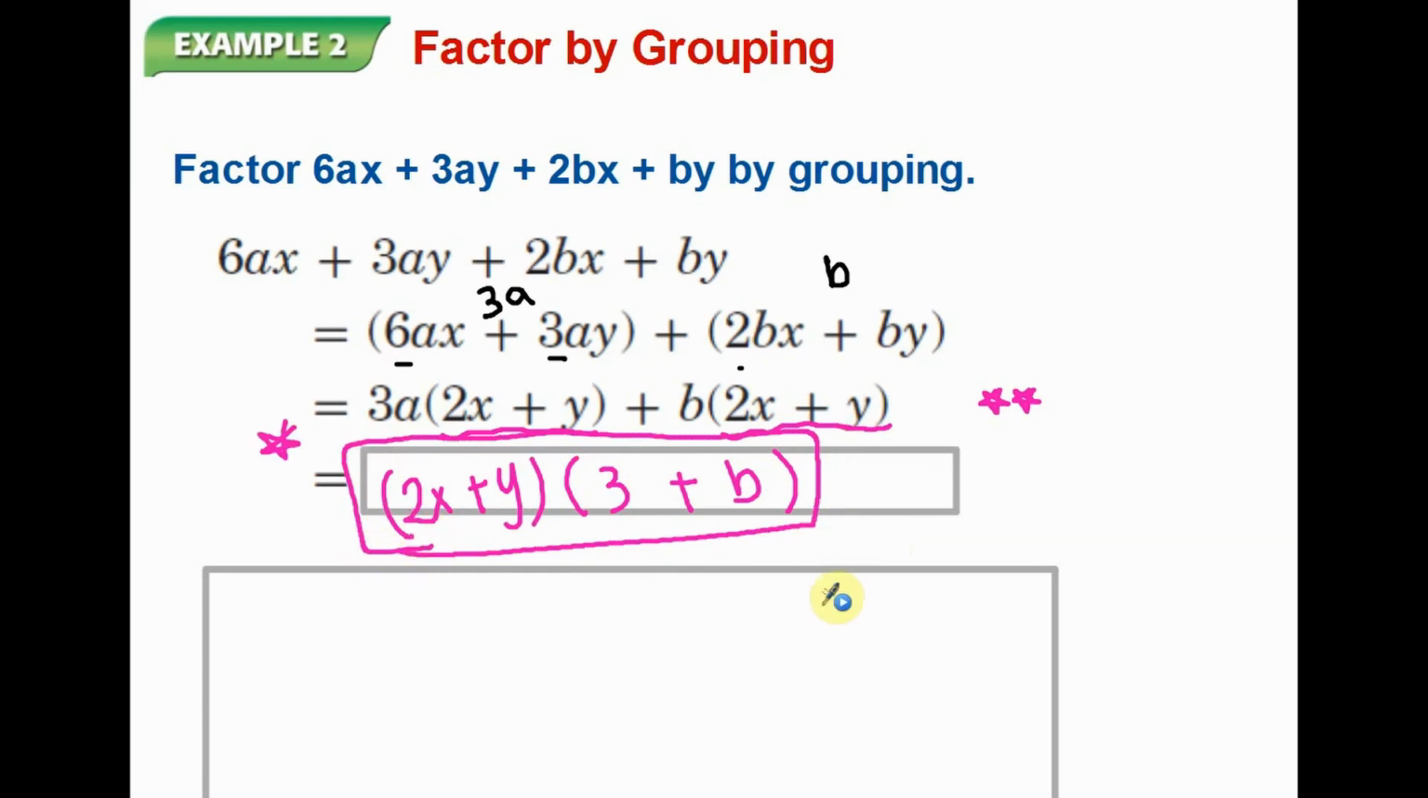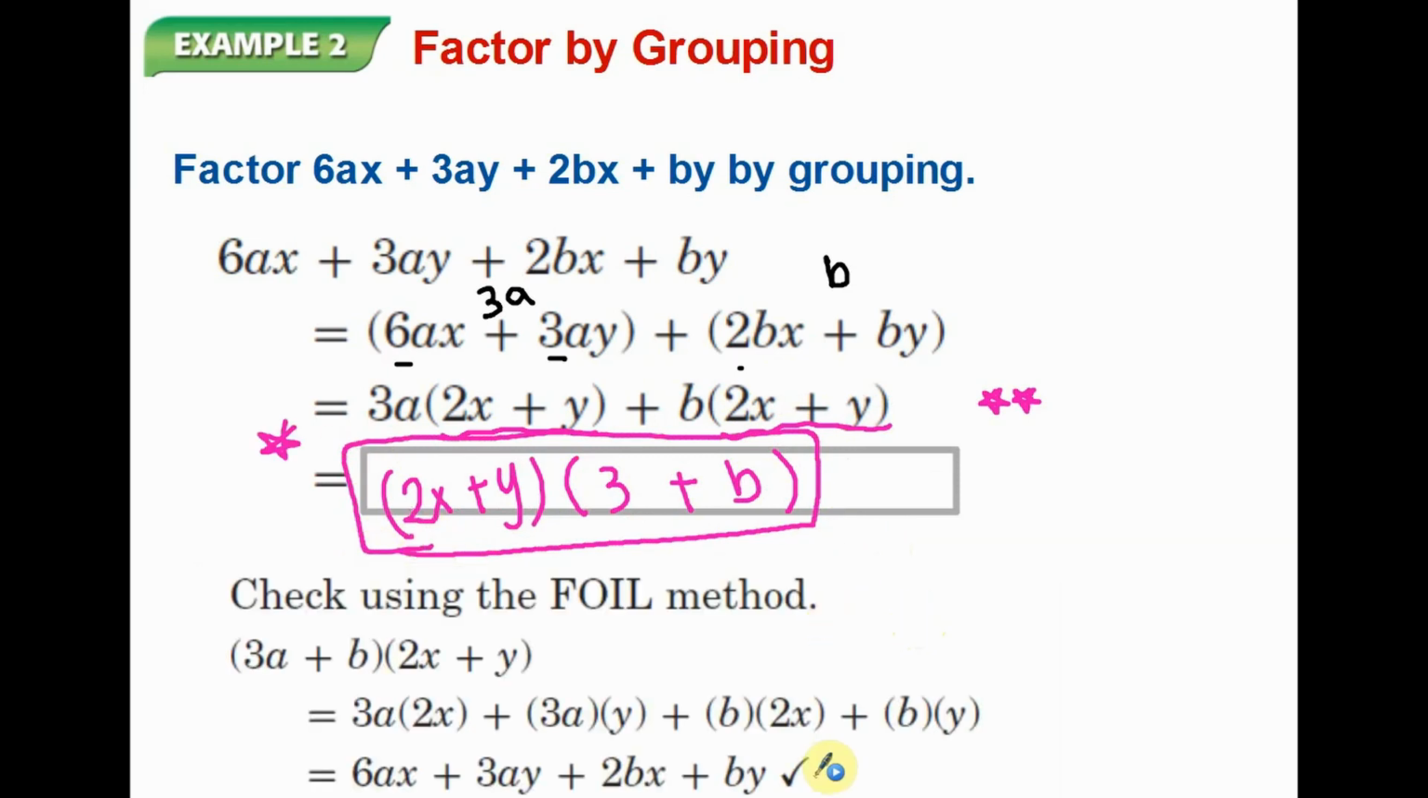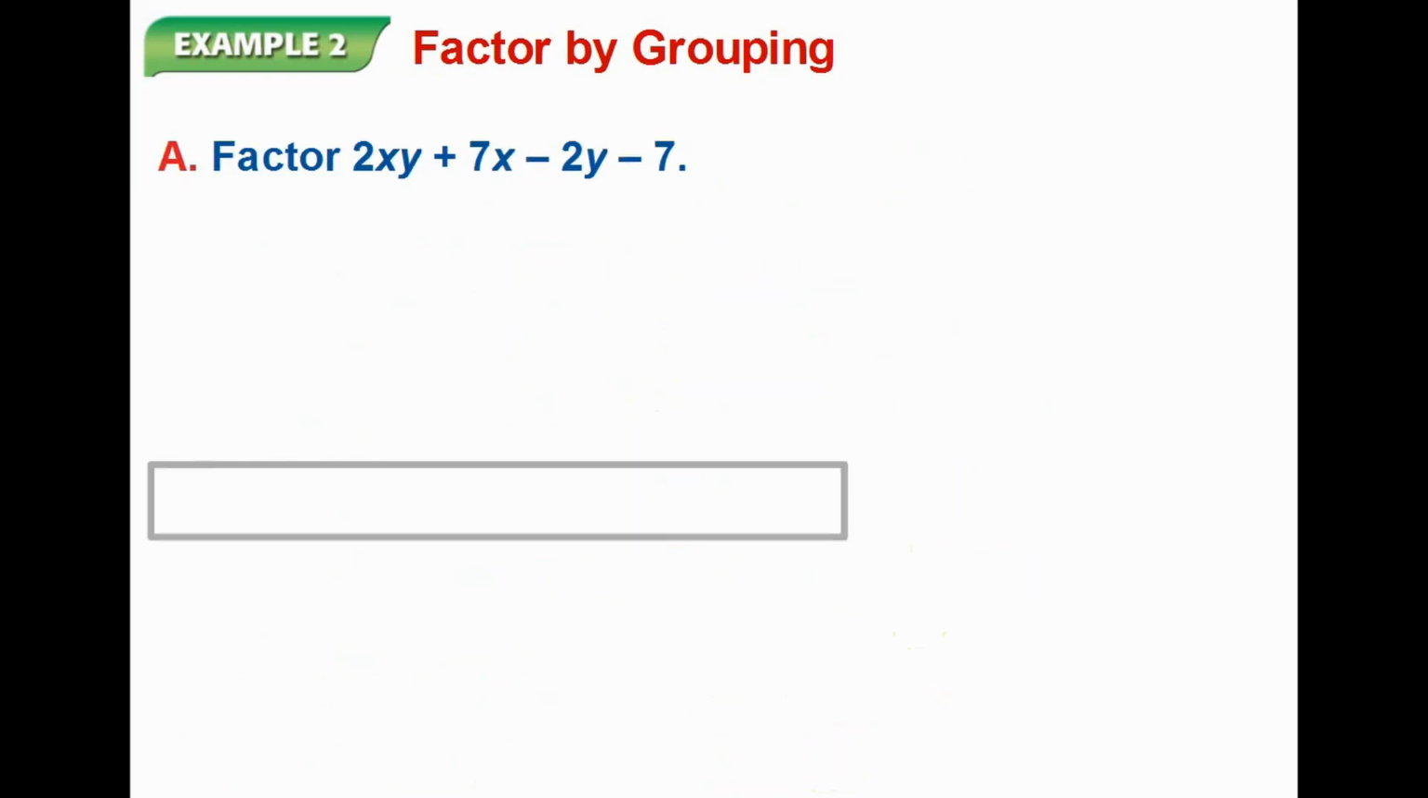If you want to double check, you can also use the FOIL method. And at the end, my simplest form will be exactly the same as what you began with. Example number 2, part A. So one more time, if I want to factor this, you notice that I have 4 terms. Let's group them into binomials.